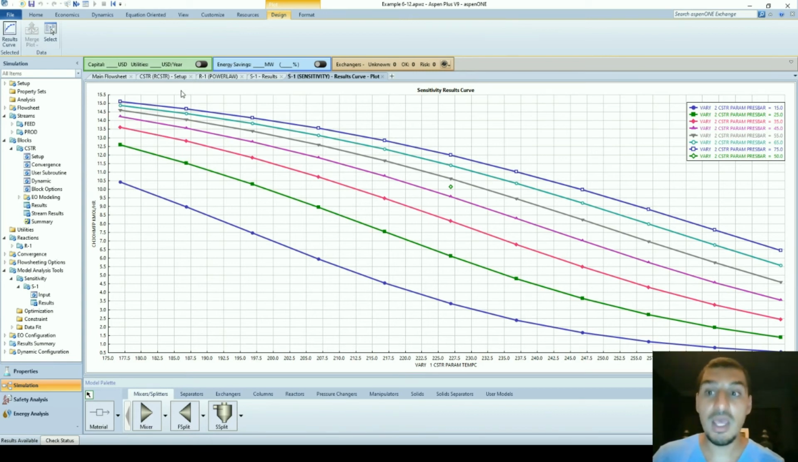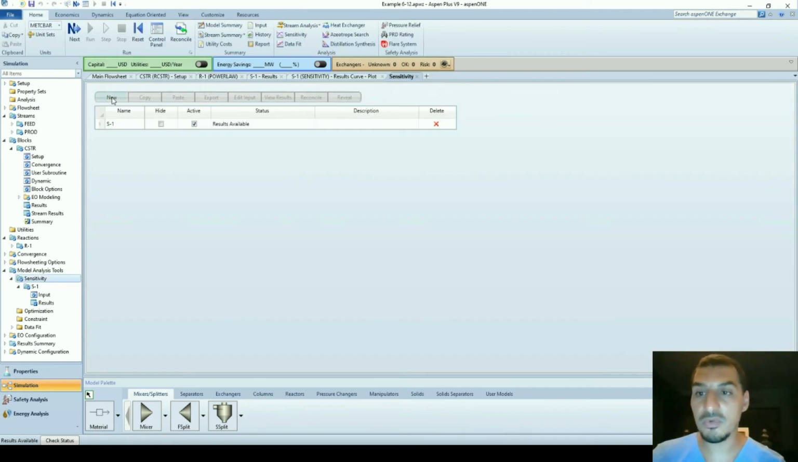the methanol production. However, I do not know what the selectivity is, how much of the reaction is going to produce methanol and how much is going to go to the side reaction. That's why I need to create one more sensitivity analysis, which is going to be called S2.